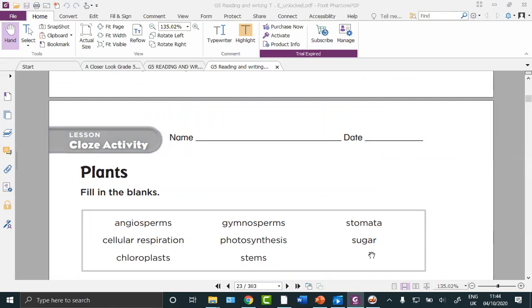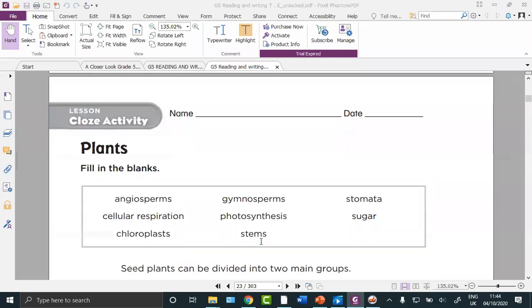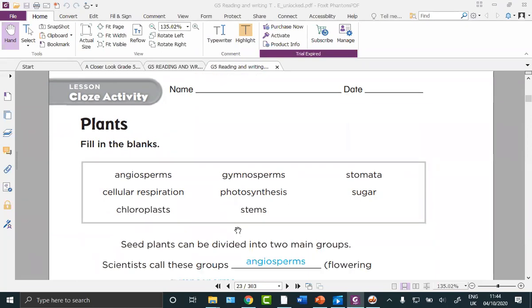Adham Mansour. Read. Seed plants can be divided into two main groups. Number 1, angiosperm, flowering, and gymnosperm, plants without flowers. Thank you.